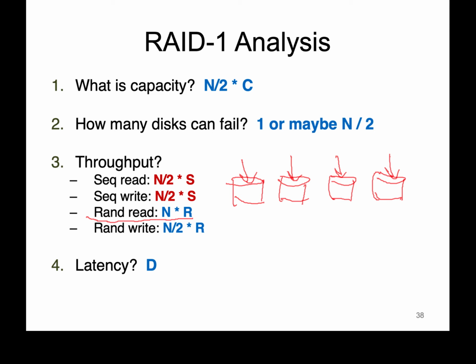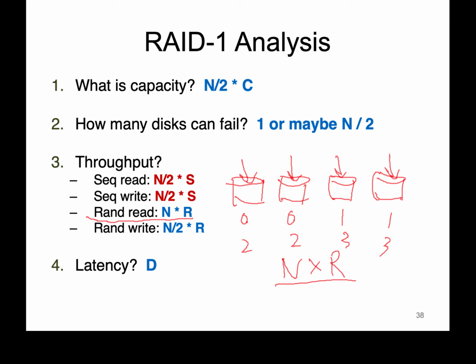Let's say this one stores 0, this one stores 0 again, 1, 1, 2, 2, 3, 3. So no matter whether the target is this 0 or that 0, basically it can fully utilize the whole bandwidth provided by these 4 hard disk drives. So that is why we're looking at n times r. So this is for random read.